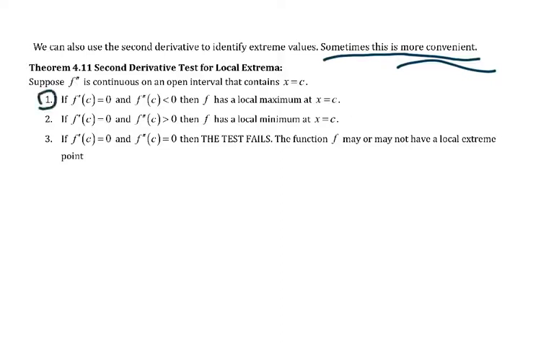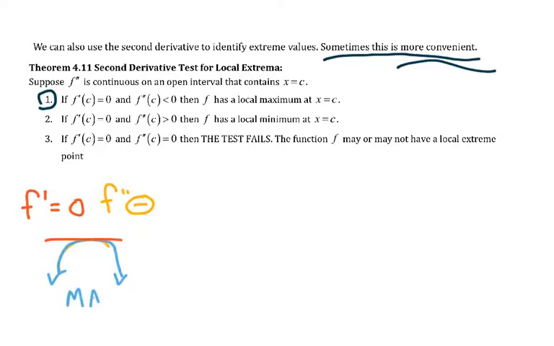So let's look at number one. Number one says my derivative equals 0, and my second derivative is negative. Remember, a second derivative being negative means my original function is concave down. First derivative being 0 means I have a horizontal tangent, so that looks like a max. Concave down and a horizontal tangent. That is going to give us a maximum.